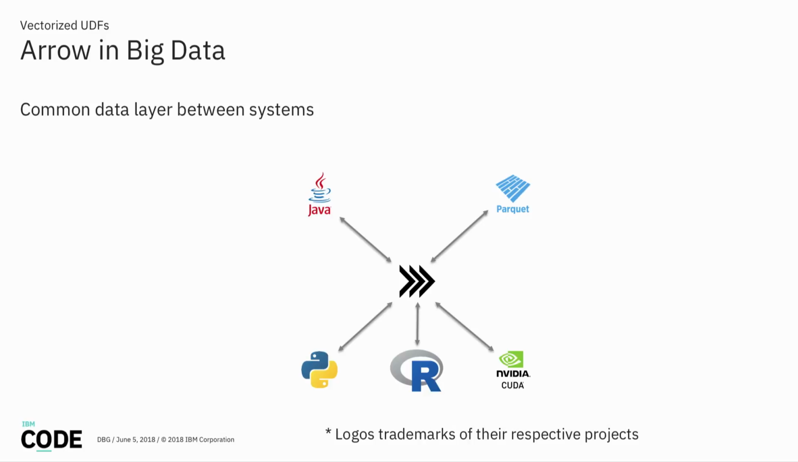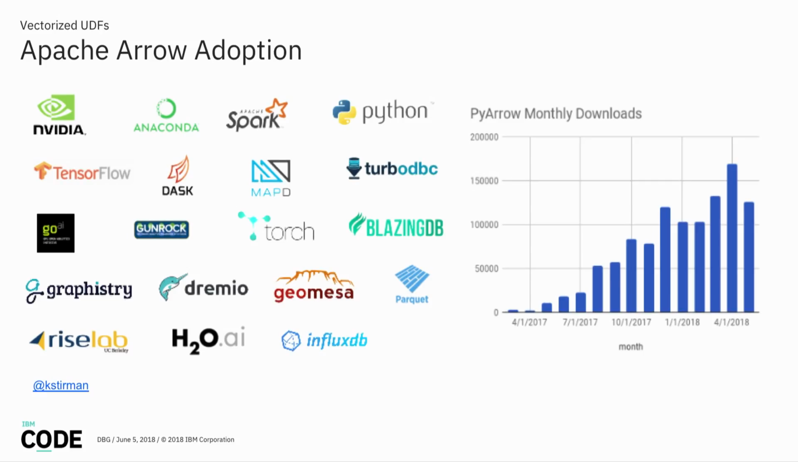Okay, I'm going to just go ahead and skip that. Arrow is still maturing, but in the past year, adoption has been increasing really rapidly, and a lot of different systems and companies are using it.